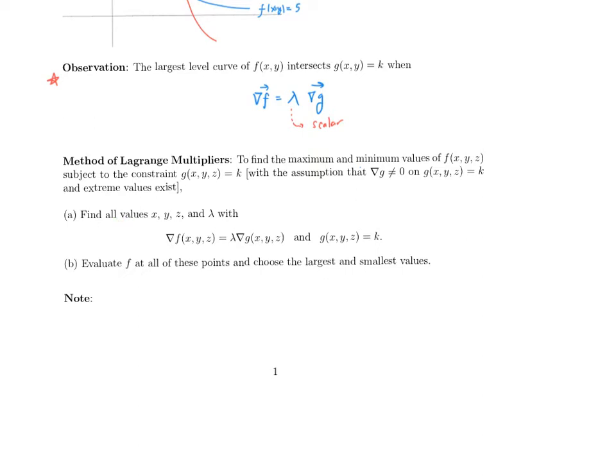We find all values x, y, z, and lambda with this equation satisfied. And I do want to make a small note here. When we say find all of these values, we're thinking a point of the form x, y, z are the locations of the potential absolute maximums and minimums.